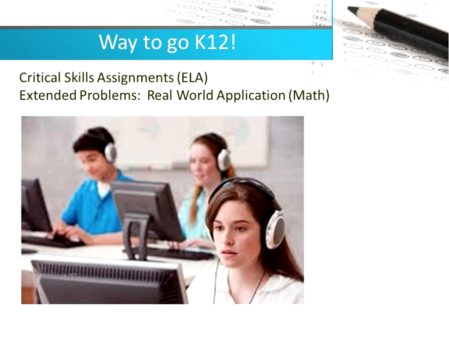But the other thing, too, is K-12 is really on top of it because this year they've incorporated similar math and language art assessments that are almost identical to what your students will see on their state tests this spring. These are currently in your guys' curriculum and are labeled the critical skills assignments for your ELA and the extended real-world application problems for your math.